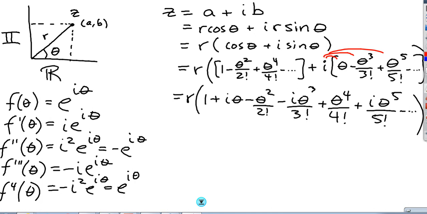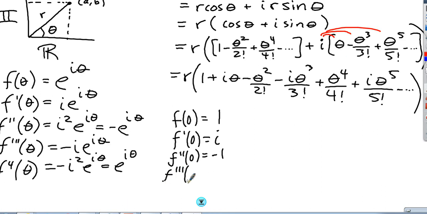So what I might just do here is write it over here. f at 0 equals e to the 0, that's 1. F prime at 0 equals i e to the 0, that's i. Second derivative, evaluated at 0, I get a -1. Third derivative, I get a -i. Fourth derivative, I get 1. So there's our pattern: 1, i, -1, -i, 1, i, -1, -i, and so on.